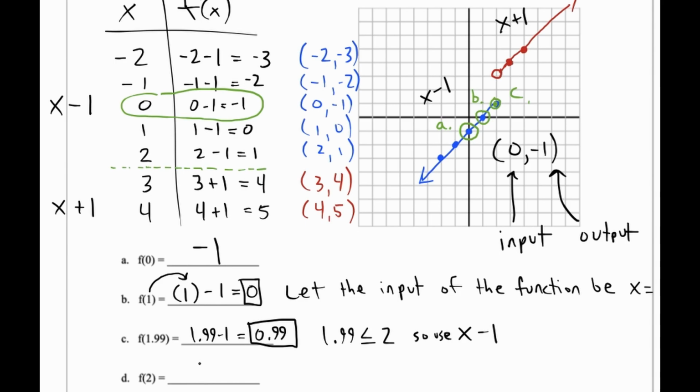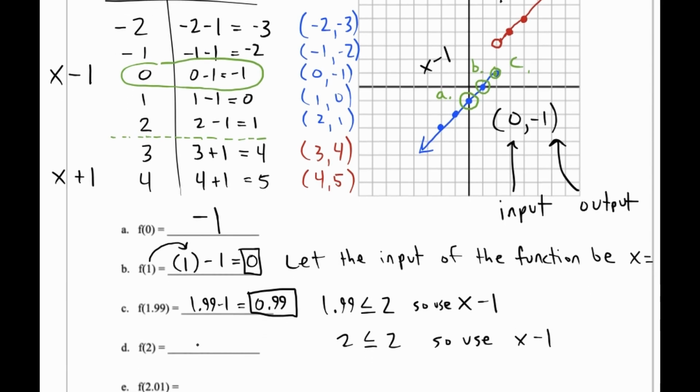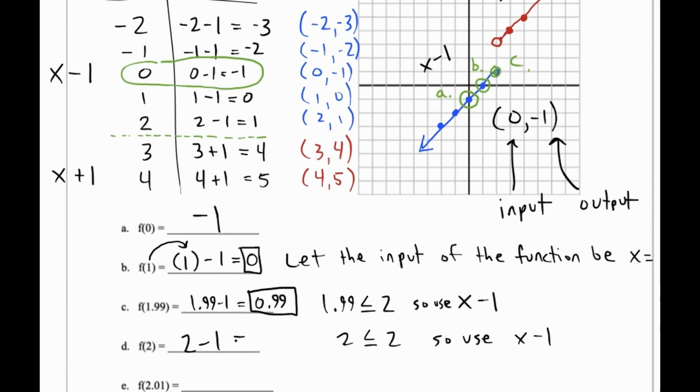Now they're talking about f of 2. And since 2 is equal to 2, that's still true, we will still use x minus 1. So 2 minus 1 makes 1. And that's going to be pretty much right where C is as well.